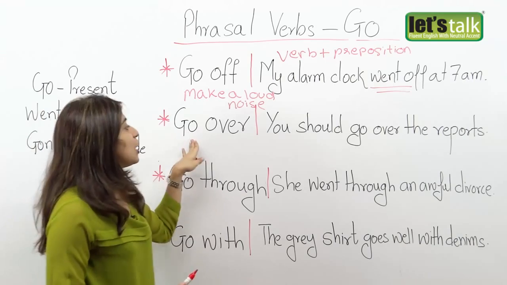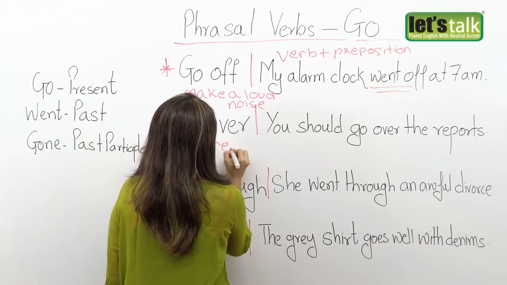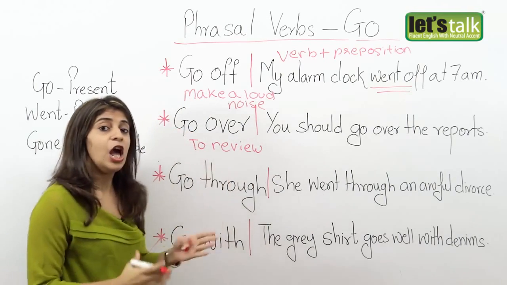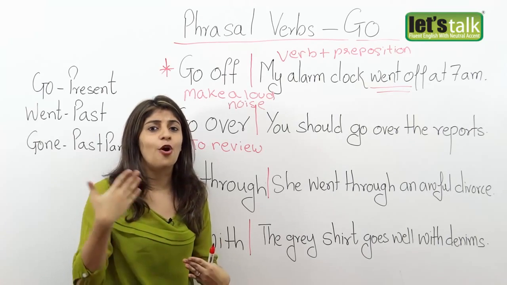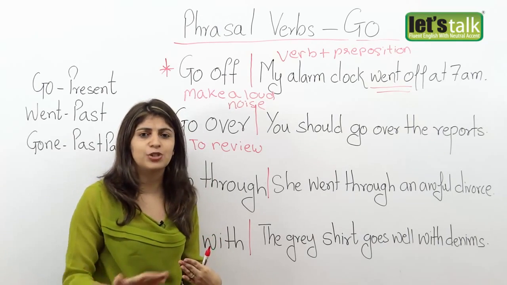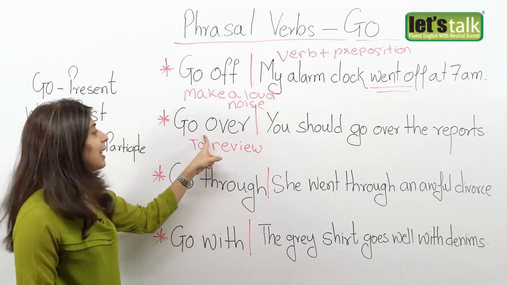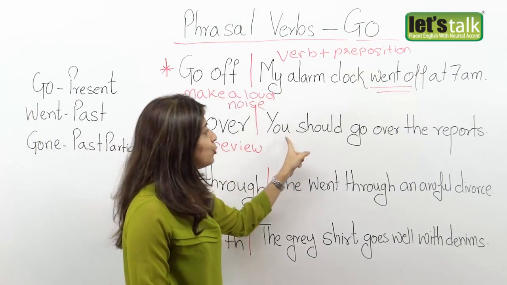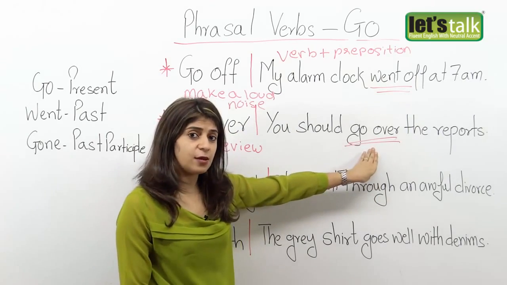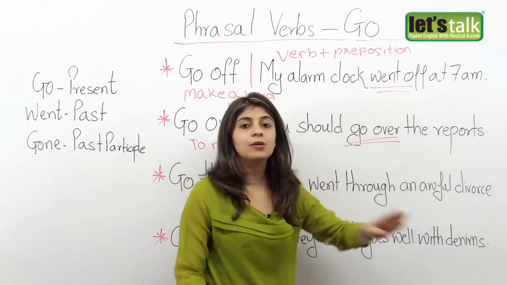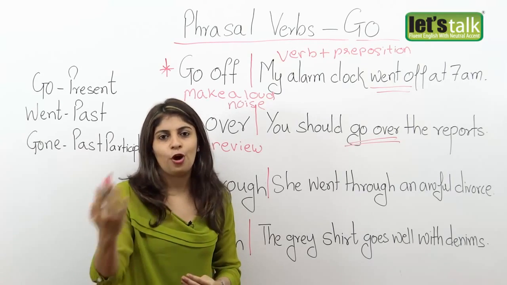The other one that we have is to go over. Go over means to review. So basically, you go over something. For example, if you have to submit your reports or your homework, you review it before you submit it to see if anything is wrong or if you have made any mistakes. So that's why we use this phrasal verb, that is go over. I have a sentence here: you should go over the reports. So you see here, go over is the phrasal verb used. This means that you should review the reports before submitting it to your boss or to your colleague, okay?